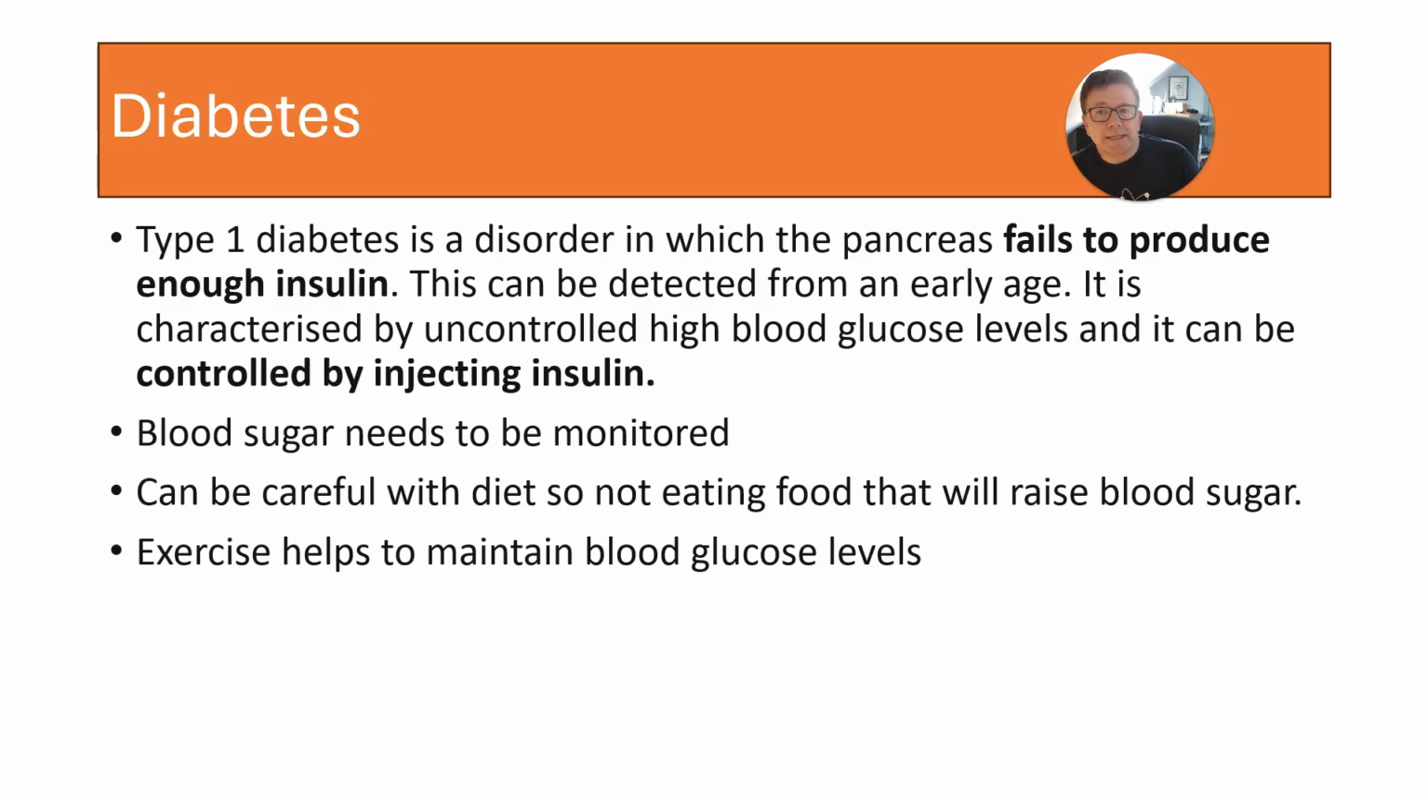Diabetes, very popular again. So type 1, you need to know, it's where your pancreas fails to produce insulin. So it's usually early age, controlled by injecting insulin. You need to monitor your blood sugar regularly. You need to look at your food, your diet, so not eating food that raises your blood sugar too much, and exercise as well.